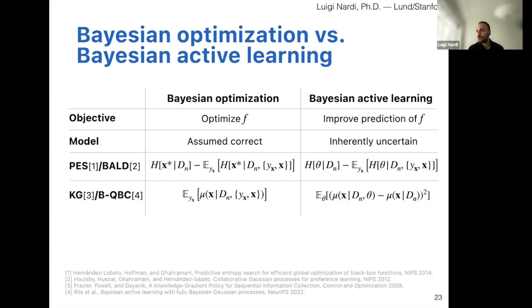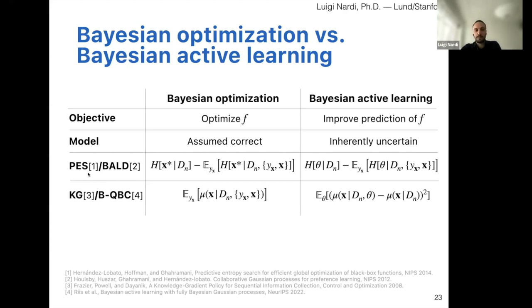And so the natural question then is, can we use a slightly more mindful way of finding these hyperparameters? And of course, the obvious connection here is with active learning, Bayesian active learning. The reason is that Bayesian active learning is specifically what they do, right? The objective in Bayesian optimization is to optimize F. For Bayesian active learning, it is to improve the prediction of F. The model in Bayesian optimization is somewhat assumed correct. It's not entirely true, we don't really assume it correct. We of course consider the uncertainty of the Gaussian process to drive the optimization through the acquisition function by combining the mean and the variance. But at the same time, we kind of assume that the model is somewhat correct. In Bayesian active learning, this is inherently uncertain.